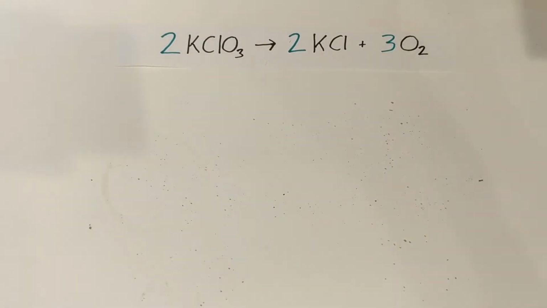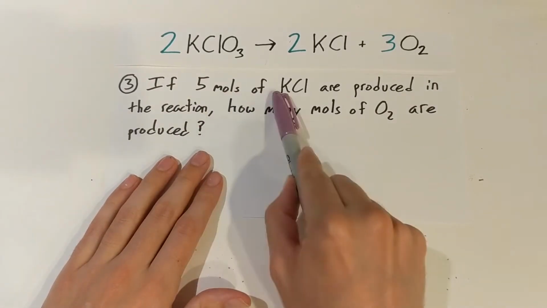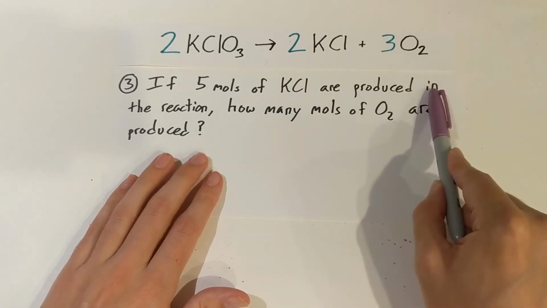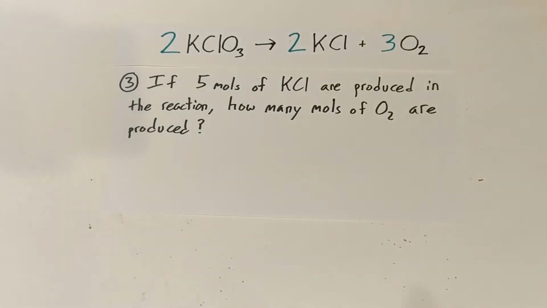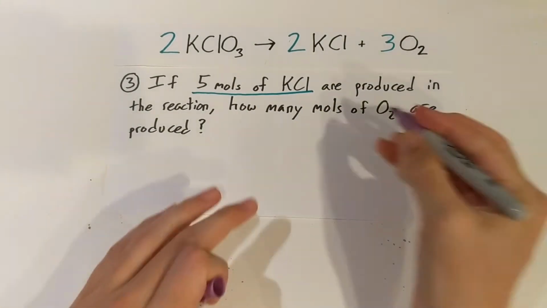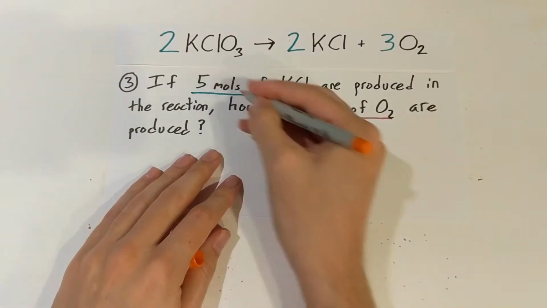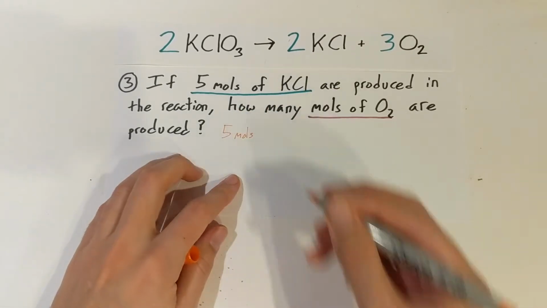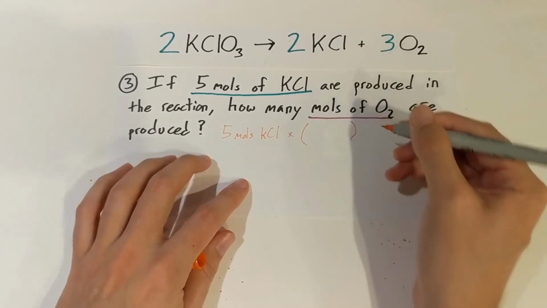We got one more problem like this. So let's take a look at question number 3. In this case, if 5 moles of KCl are produced in the reaction, how many moles of O2 are produced in the reaction? All right, so in this case, they're giving us how much KCl was made. We're trying to figure out how much oxygen was also made. So if we are doing the math, we start with the amount of moles they give us, 5 moles KCl.